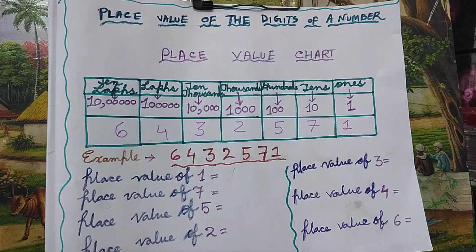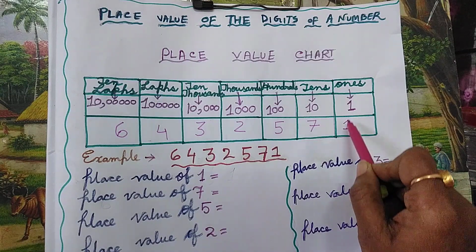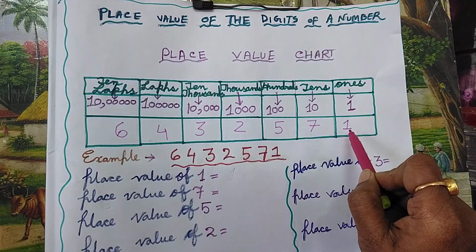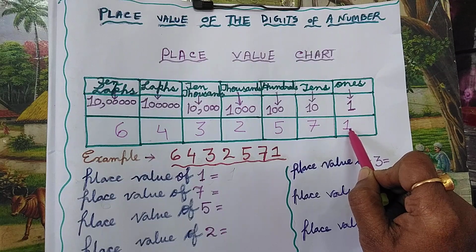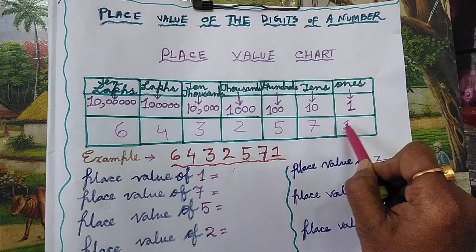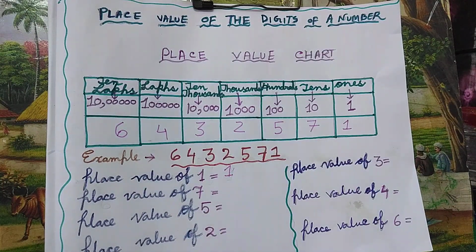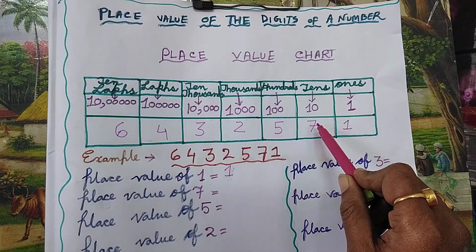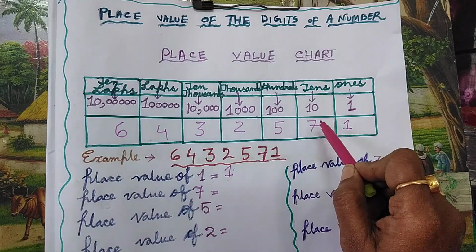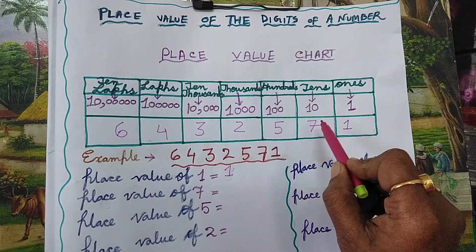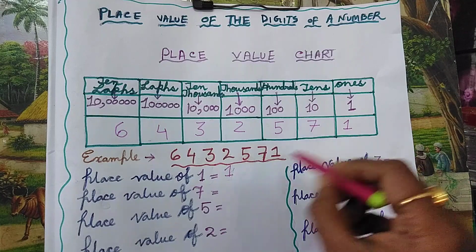Okay. Now say children, place value of 1. Place value of 1 is 1. We will multiply this digit with 1. 1 ones are 1. Okay. Now go to this digit. Place value of 7. 7 tens. So multiply 7 with 10. 7 tens are 70.